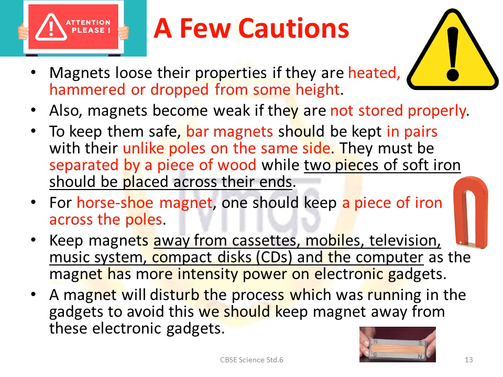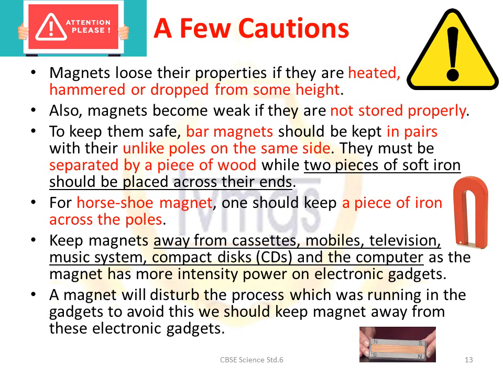To keep them safe, bar magnets should be kept in pairs with their opposite poles on the same side. They must be separated by a piece of wood, while two pieces of soft iron should be placed across their ends. For horseshoe magnets, you should keep a piece of iron across the poles.